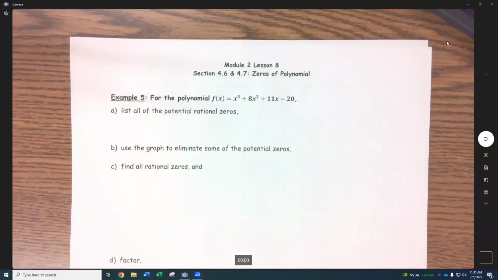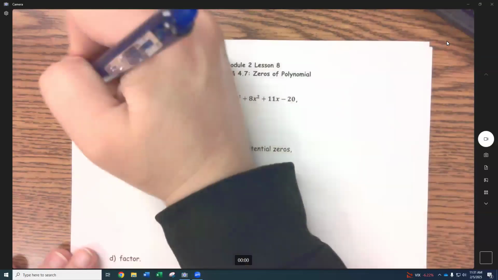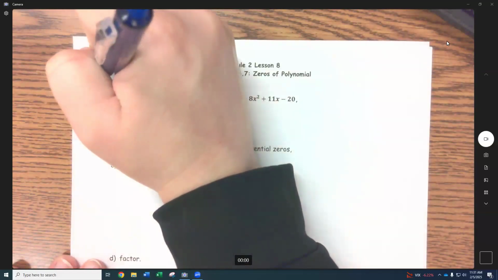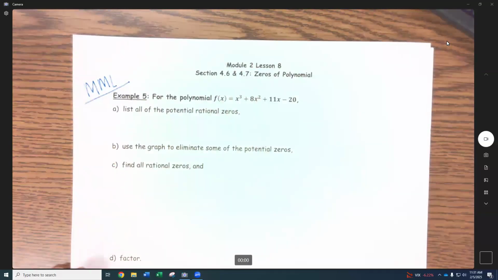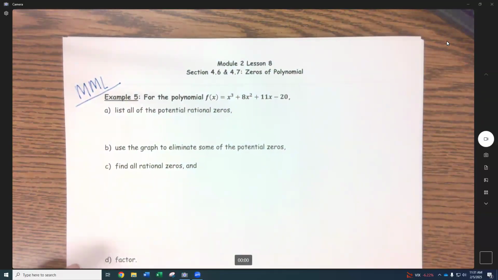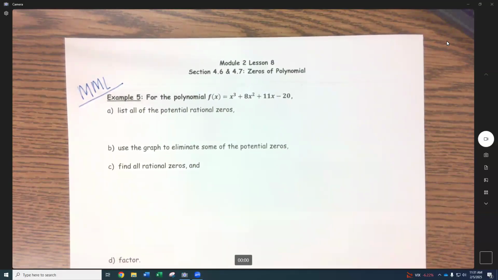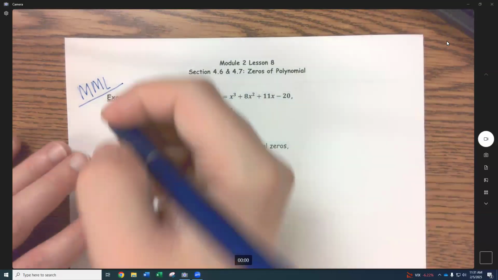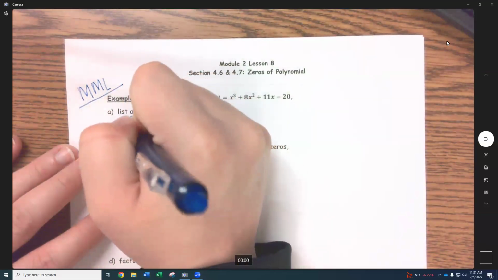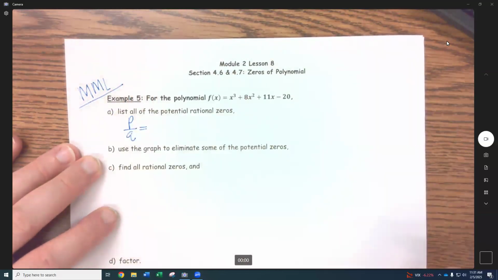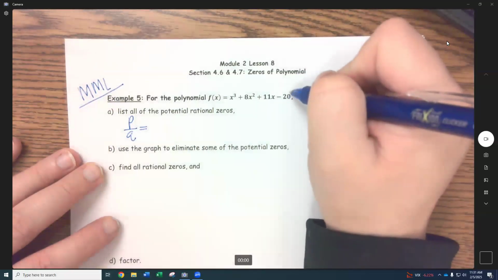All right, we have now laid all the groundwork in the previous video, so we are ready to start factoring polynomials. And you're going to see a question like this in my math lab. It says, for the polynomial f of x, part A is going to want you to list all of the potential rational zeros. So that is our p over q. And then let's look at what our p and our q are.